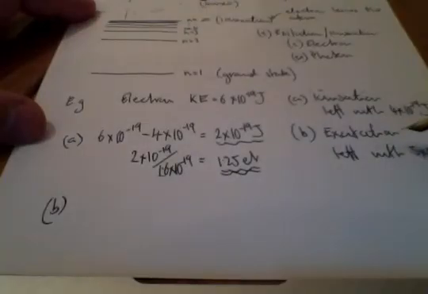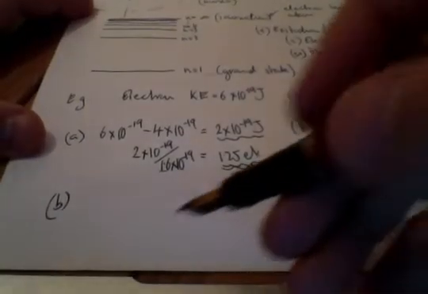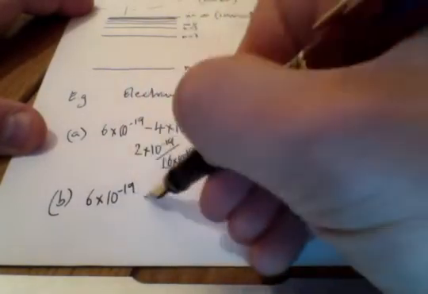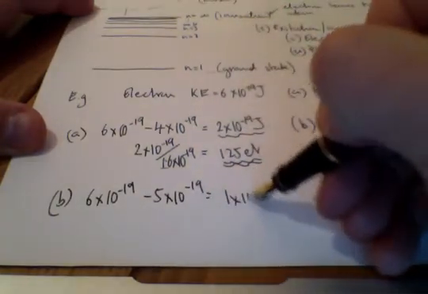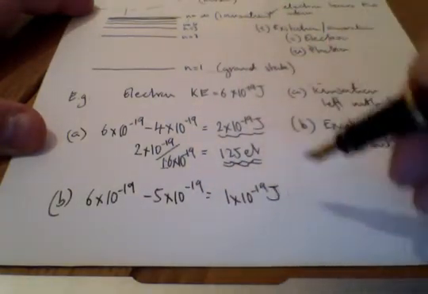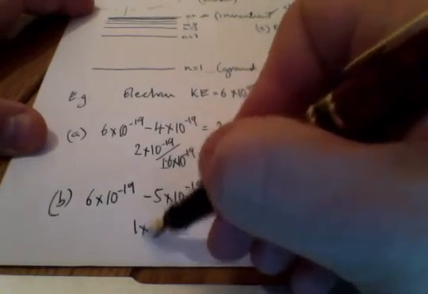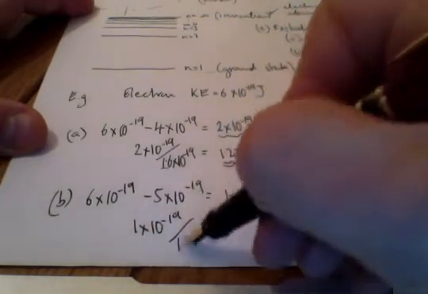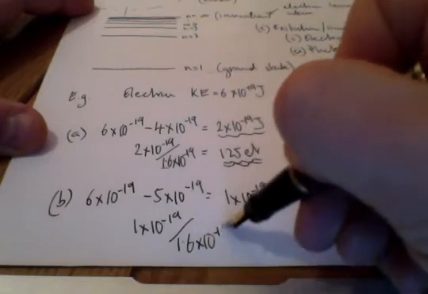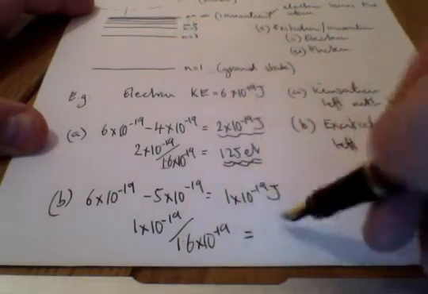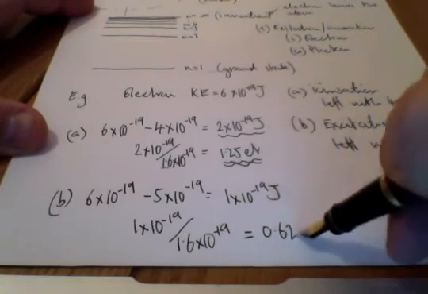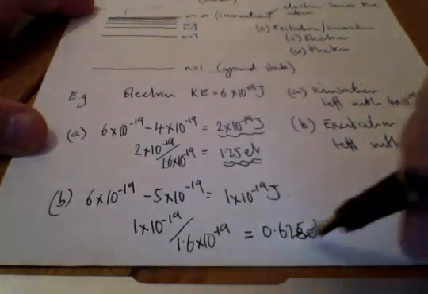What's the energy of excitation? Once again, you're just looking for the difference. 6 times 10 to the minus 19 minus 5 times 10 to the minus 19 gives us 1 times 10 to the minus 19 joules, which is the same as, if I quickly make the conversion into electron volts, dividing by the number of joules per electron volt, 0.625 electron volts.